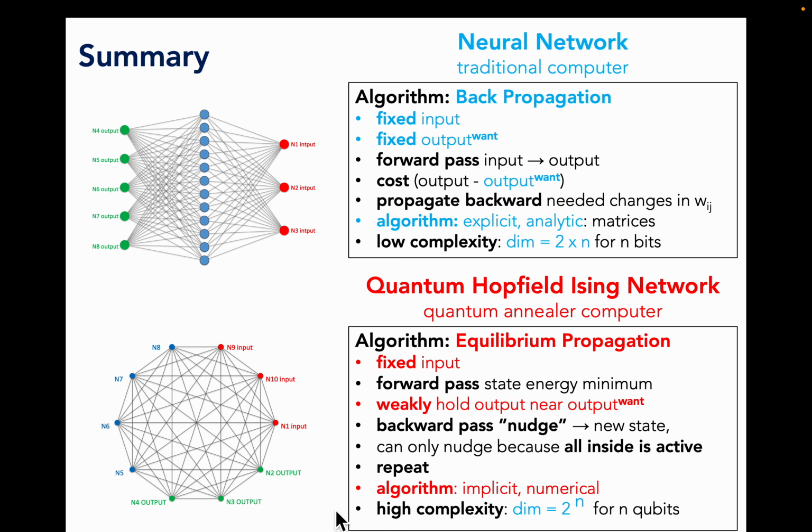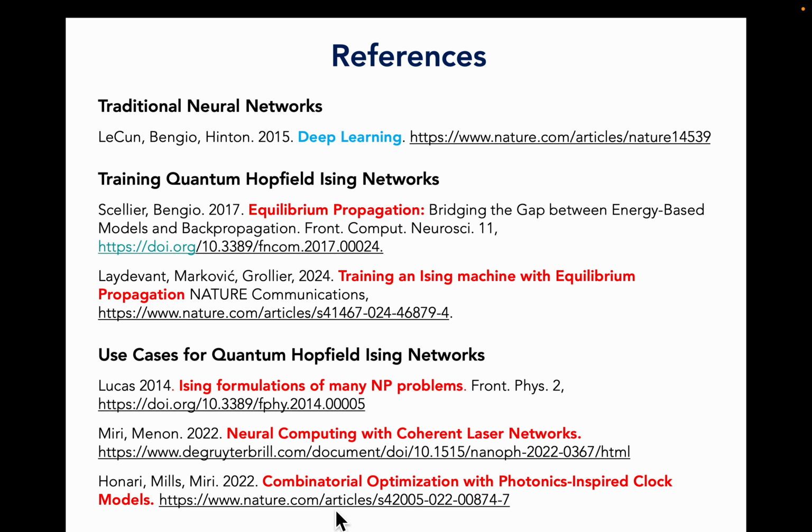And this whole system for a quantum computer lives in a much higher dimensional state, 2 raised to the n for n qubits. This is where some of the power of the quantum computer comes from: having a much higher dimensional system, which gives it more power to solve problems.